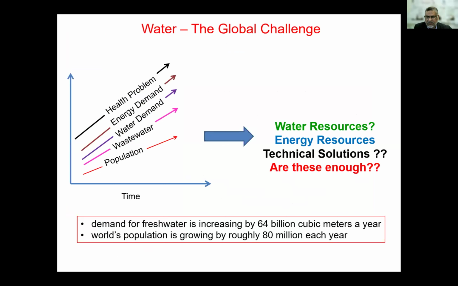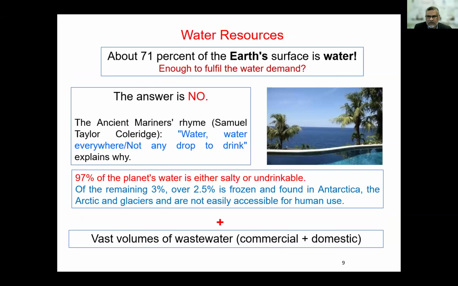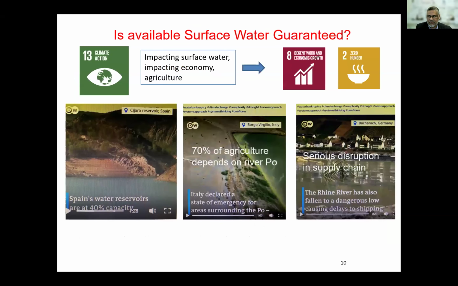We have to remember that annually the freshwater demand is increasing by 64 billion cubic meters a year, while world population is growing by roughly 80 million each year. So, of course, when you look at the water resources, the answer is no. We are surrounded by sea, mostly saline water, and of course, the huge amount of wastewater we have. And then, of course, it requires technological solutions, and there are other associated problems with that. I'll talk to you briefly about it.